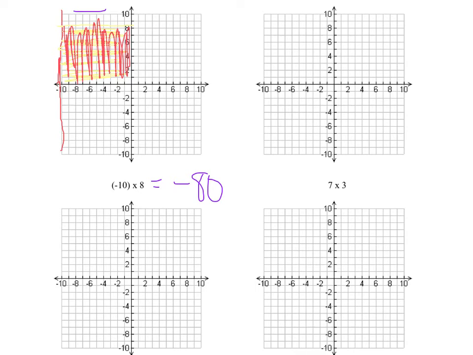The next one is 7 times 3. Why don't you make your prediction right now whether this will be negative or positive? So 7 times 3, so I'm going to go to 7, go on up, and then 3 across. Okay, I'm going to color in my 7 positives. And then my 3 positives. And now we have a solution. And it's yellow on yellow, so it's going to give me a positive solution. I hope that you made your prediction. And it is positive 21.